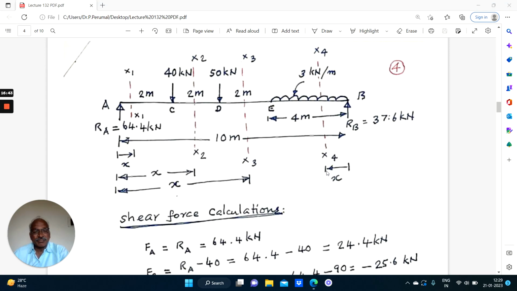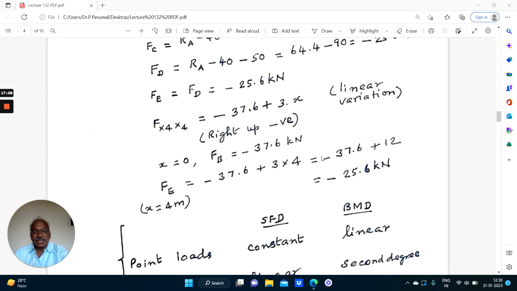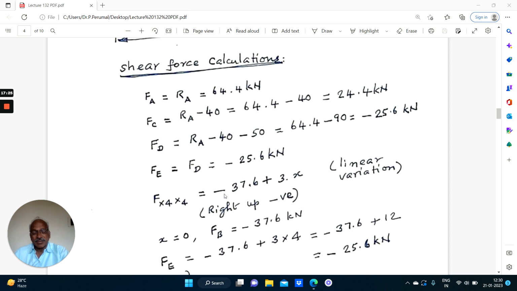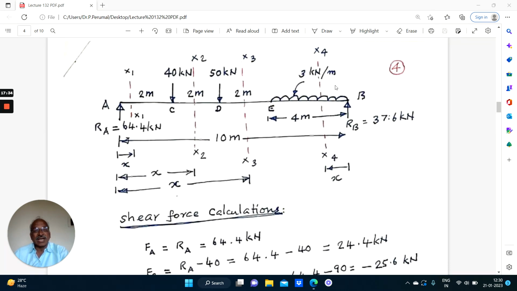Measuring the distance x from the right hand support, the shear force at the section X4 is simply the sum of the vertical forces. At some section at distance x from B, it is 37.6 minus the loading. Loading is 3 kilonewton per meter, and you are considering a length of x. Now we are calculating the shear force. Shear force means left up, right down is positive. Here the reaction is in the upward direction, so right up is negative. So the equation is minus 37.6 plus 3 into x. This load is right down, and right down is positive, right up is negative. So minus 37.6 plus 3 into x meters to the right of X4.